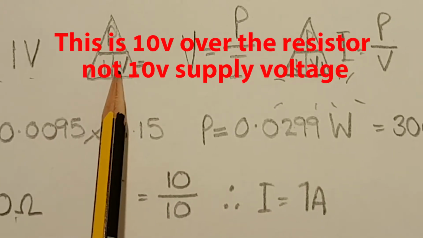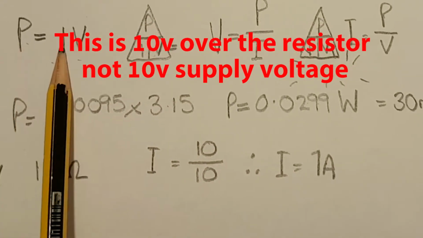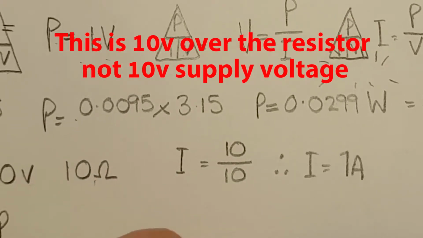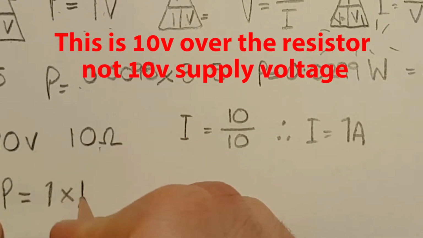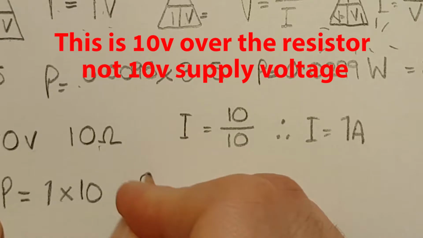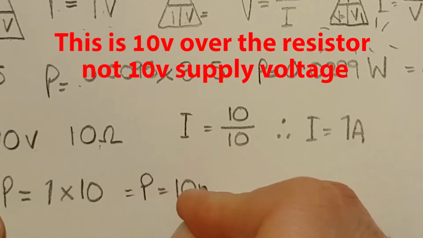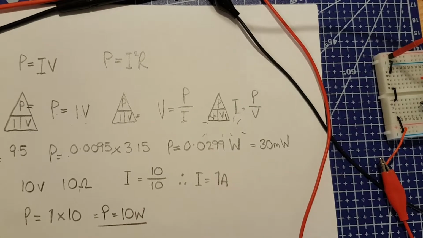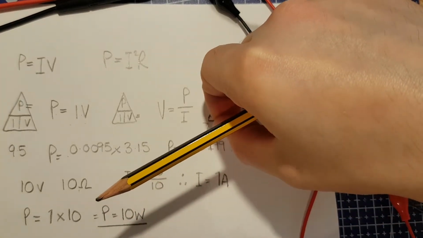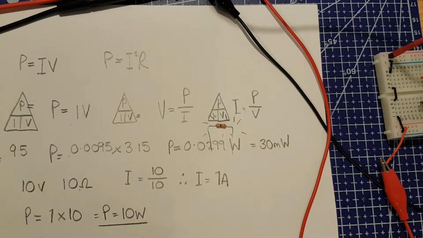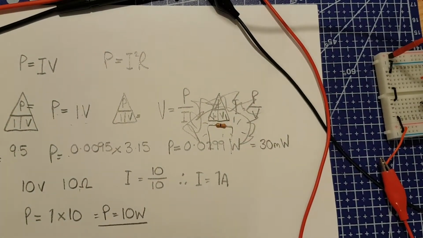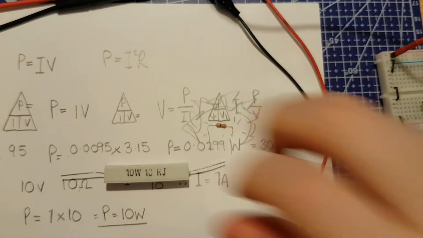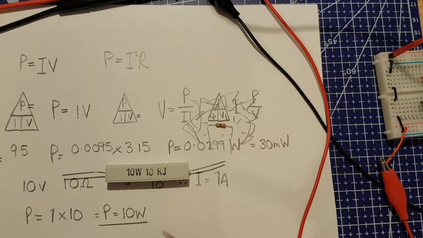Now we go back to our power equations, and power equals current times voltage. So power equals 1 amp times 10 volts. So power equals 10 watts. Now if you were to put this through this resistor, it would melt. You would have to use something more like this, which is a 10 watt 10 ohm resistor.